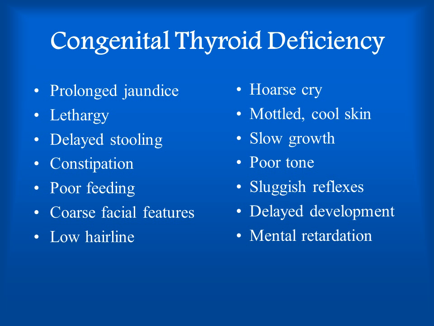When we look at congenital thyroid deficiency in particular, some of the signs and symptoms might be a prolonged neonatal jaundice, a lethargic baby, delayed stooling because of constipation, poor feeding, a low hairline, coarse features, mottled or cool skin, slow growth, sluggish reflexes, delayed development, and almost as severe as mental retardation.